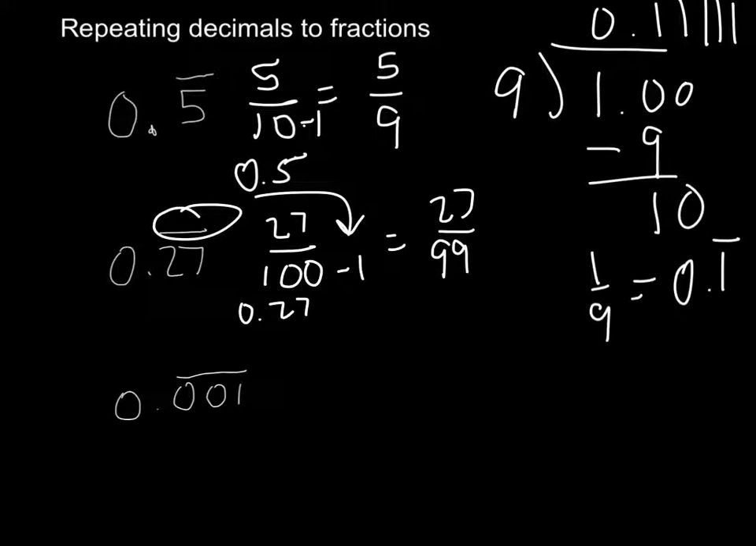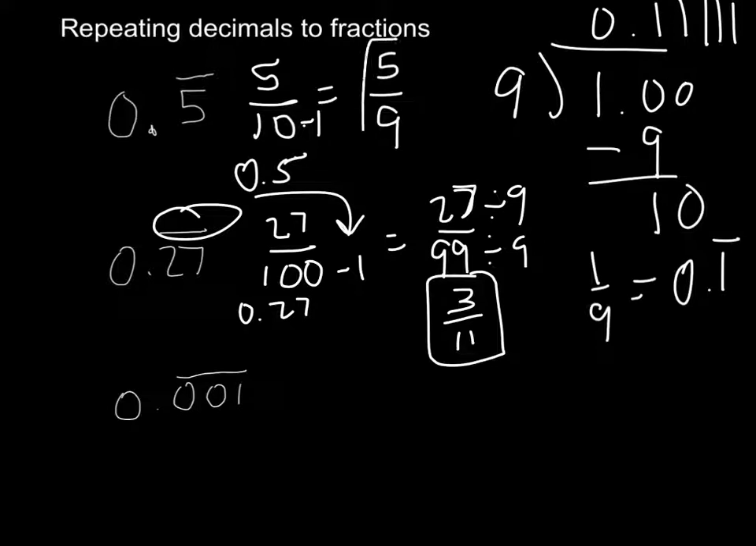Now, in this case, this can be reduced because 27 and 99 both have a common factor of 9. So I end up with 3 over 11. So that's our final answer for those two.